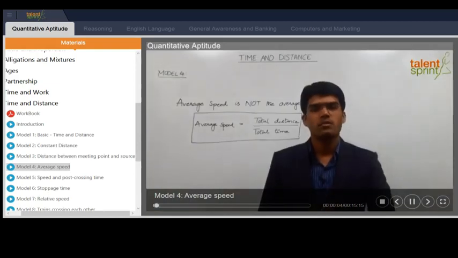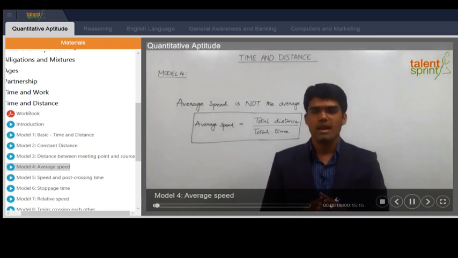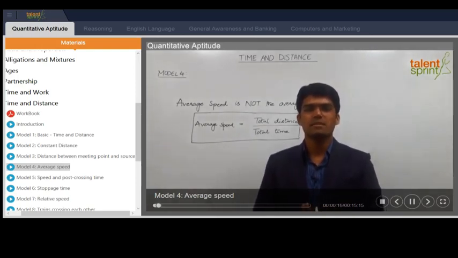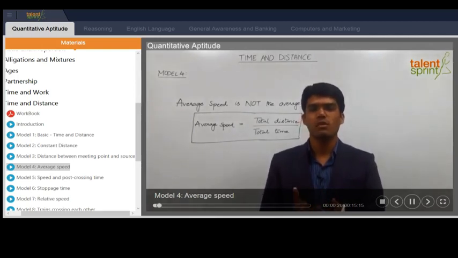Let us now take the fourth model from time and distance, which is based on average speed. Average speed is generally required when the speed of a body is consistently varying over the given period of time. Here, the body travels at different speeds for different intervals of time. So to find out a uniform speed throughout the journey, we always calculate the average speed.